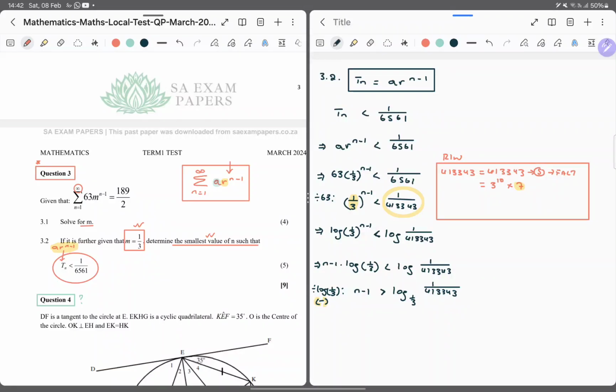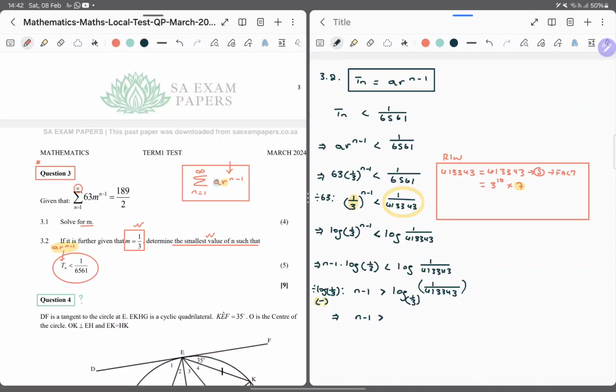So I'm using 2 logarithmic rules at a go. Dividing by a negative changes the sign. You should know this. Now we know that n minus 1 is greater than. Now we put it on the calculator because there's no guessing this.